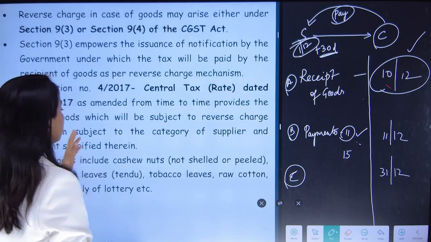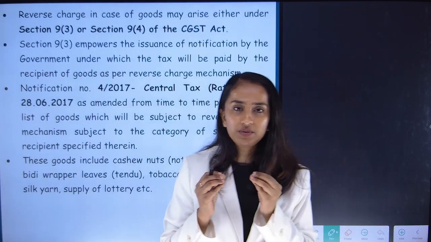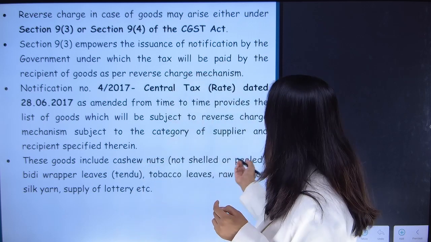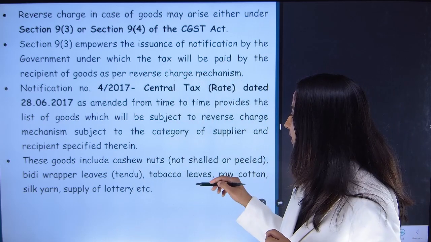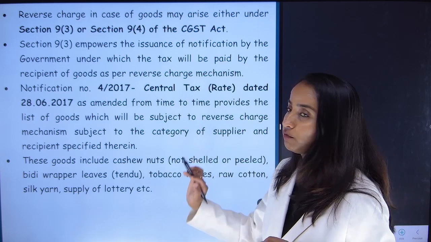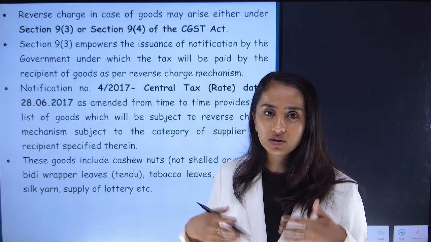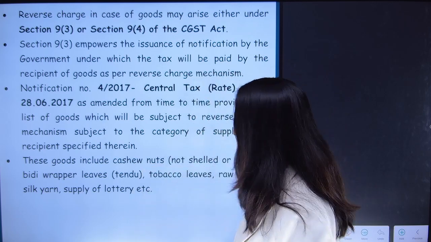Now, they're telling us a reverse charge mechanism for goods will be applicable. Certain goods have been notified by the government, which are cashew nut, not shelled or peeled, BD wrapper, that is tendu leaves, tobacco leaves, raw cotton, silk yarn, supply of floor tree. For all this, the customer, whoever receives the goods, will be paying GST under reverse charge mechanism.